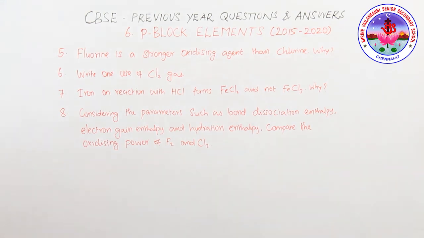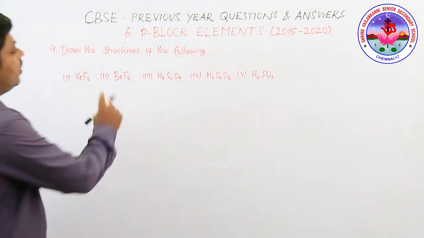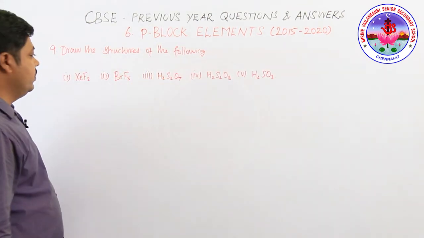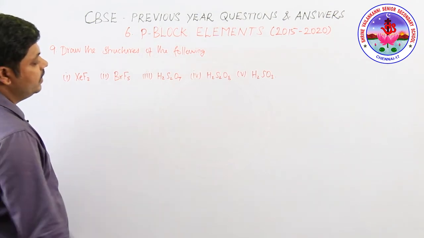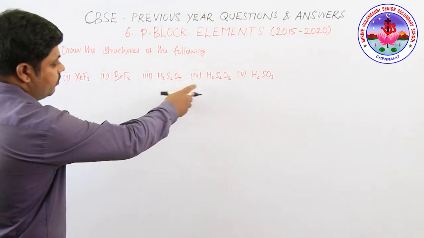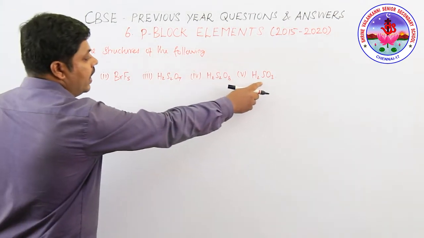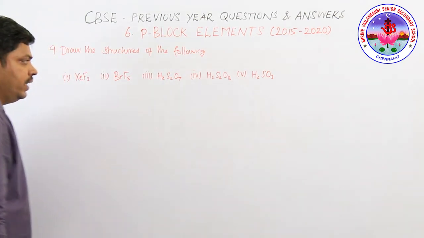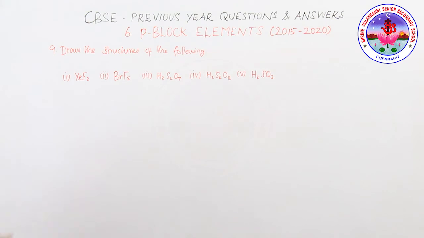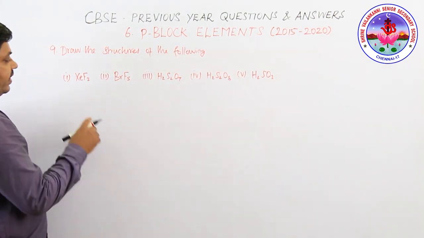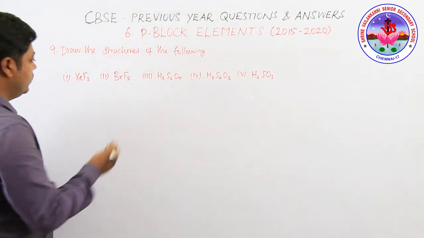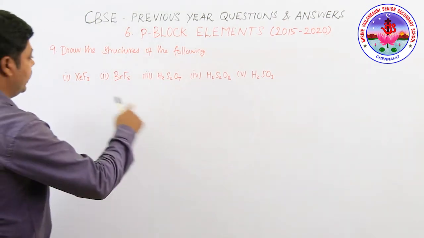Now, we will discuss the structures. Look at this. Draw the structures of the following. The questions are given here. XeF2, second is BrF5, third is H2S2O7, fourth is H2S2O8 and the fifth is H2SO3. First, go through my lecture videos, where some tricks are given on how to draw the structures. The similar tricks I am going to follow here also.